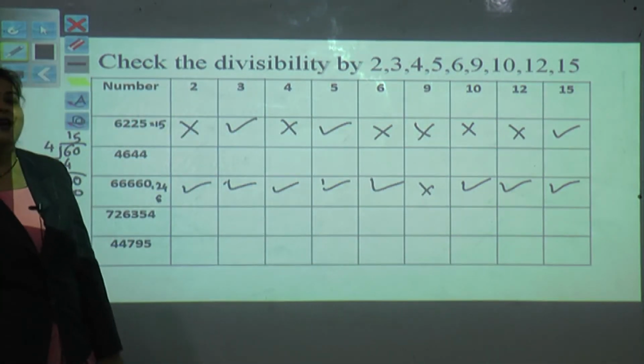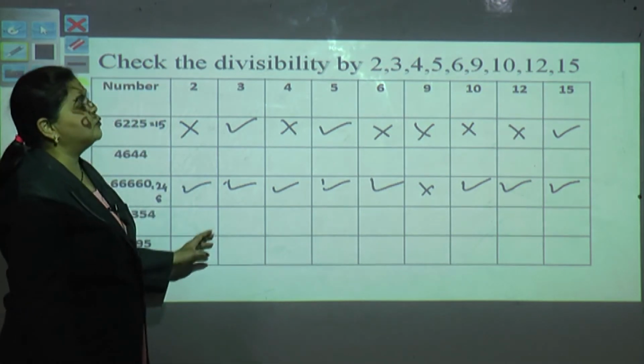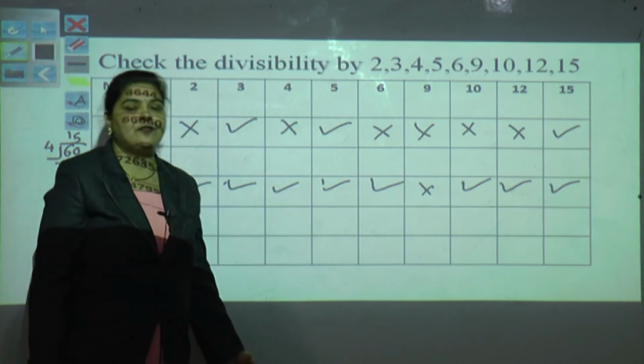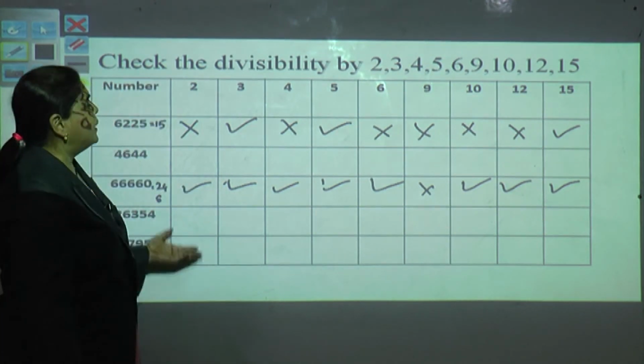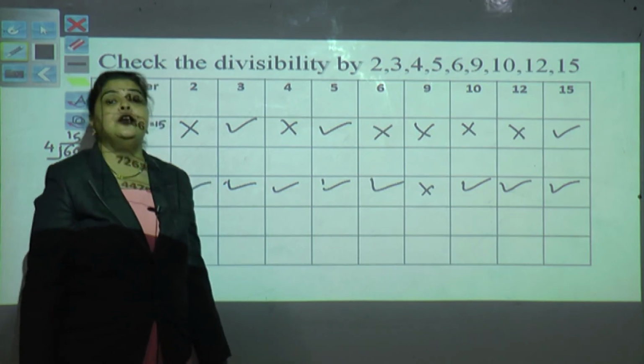In this way, you have to just recall all the divisibility rules and try to complete the table. You can take your own number. You can take a 4-digit, 5-digit, or 6-digit number. Just you have to know the rules of divisibility and you can do it.